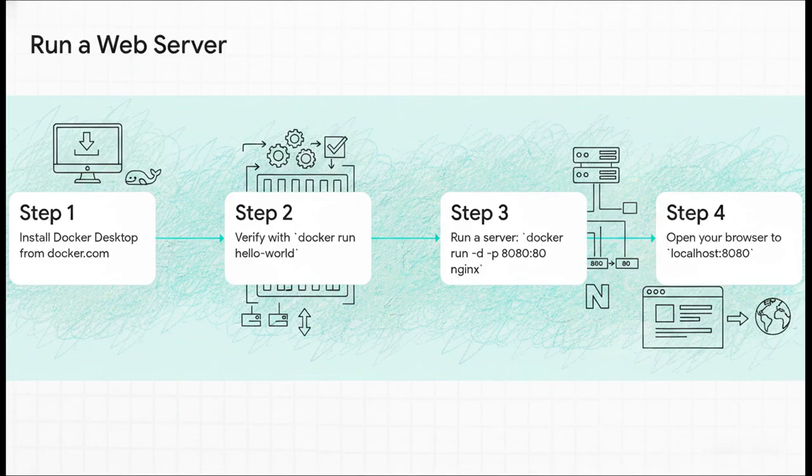-p 8080:80 connects port 8080 on your computer to port 80 inside the container. And nginx is the official web server image we want to run. Now, go open a web browser and navigate to localhost:8080. And there it is, the nginx welcome page. Just like that, in a matter of seconds, you've deployed a live web server.